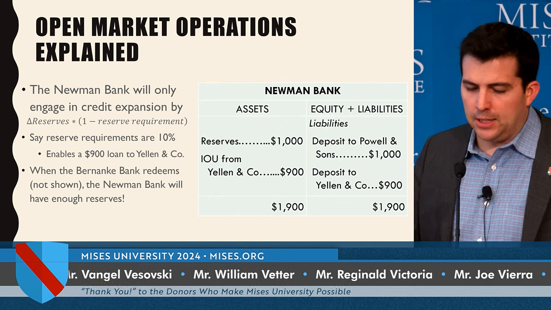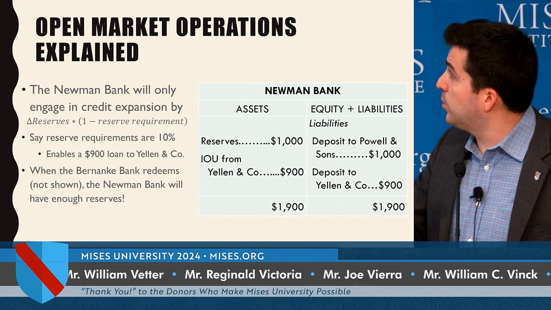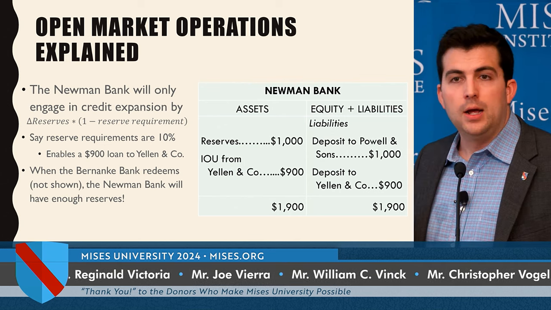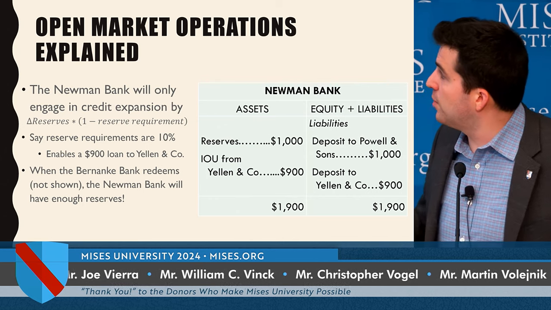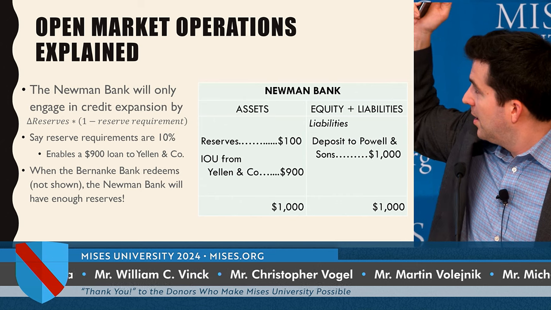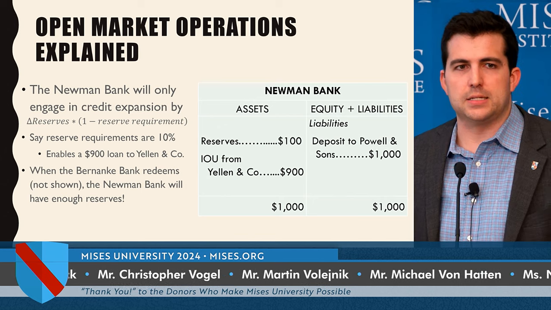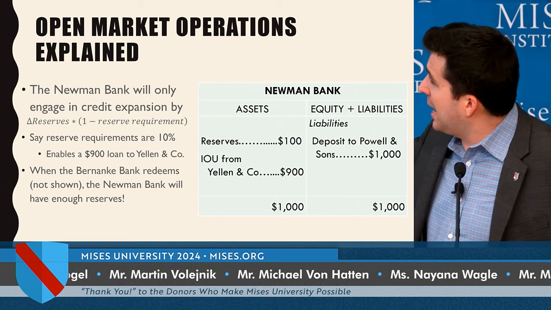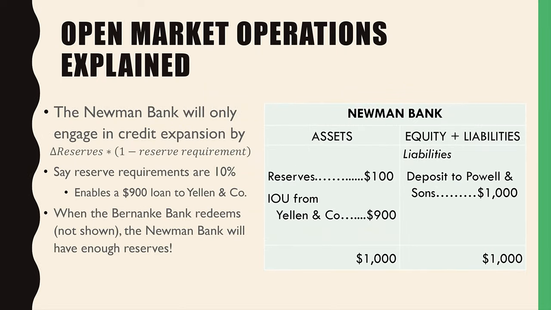So I'm not going to look at the balance sheet for the Bernanke Bank, but what I will show is what happens with the Newman Bank, because the Bernanke Bank is going to want to redeem the $900 check, say, from Yellen and Co., and the Newman Bank is going to have enough reserves. So what will happen is, there we go, right? The deposit goes away. There's no more deposit to Yellen and Co., and my reserves go down by $900. So we're kind of right back to where we started before the loan. The only difference is instead of $1,000 in reserves, I have $100 in reserves, and I have an interest-bearing asset.